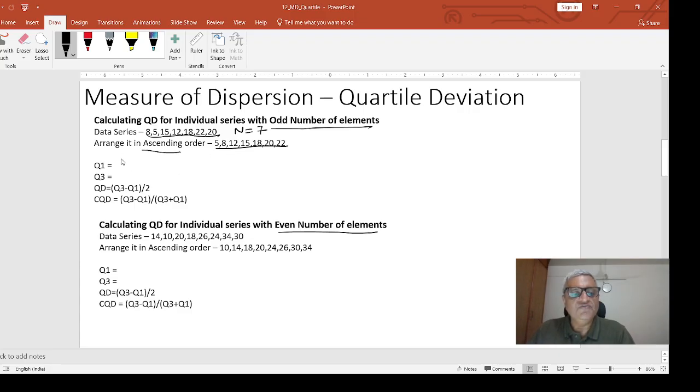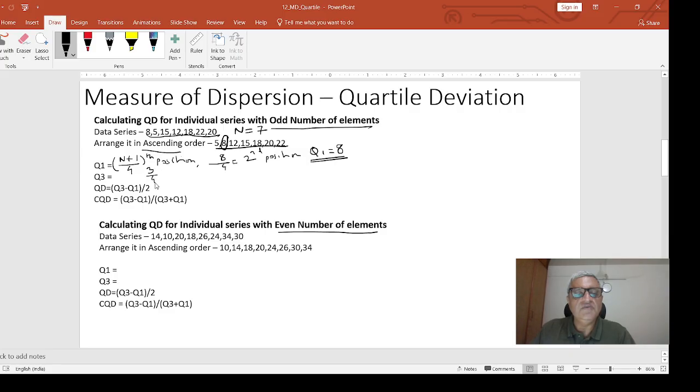And what is my Q1 formula? Q1 formula is (n plus 1) divided by 4th position. Remember, it is a position in the series. So what is that position? 7 plus 1, 8 by 4, which is nothing but 2. So the second position in the series. What is the second position in the series? It is 8. So my Q1 is equal to 8. What is my Q3?